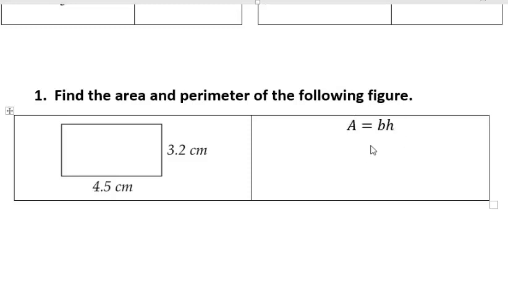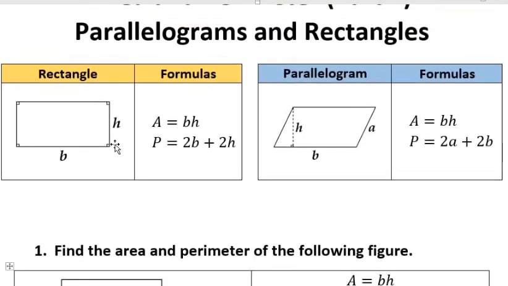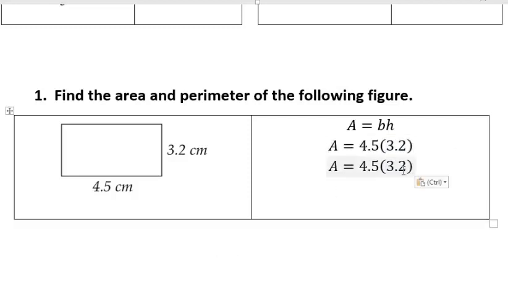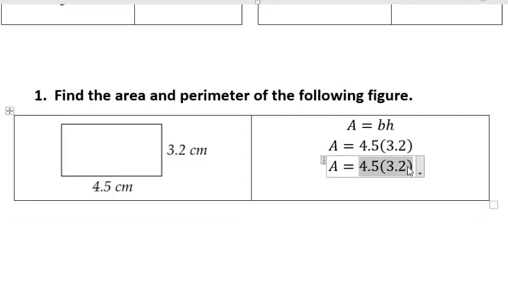Now, I need to substitute the base and the height. So which number will be B, the base? You can see in the drawing it is basically this one, so it will be 4.5. So I put 4.5 times, what is the height? The height will be 3.2. Okay, so I just multiply that. That should give me the answer, 4.5 times 3.2. That will be 14.4. Okay, so the area will be 14.4 centimeters.